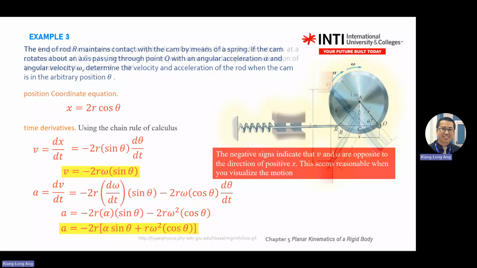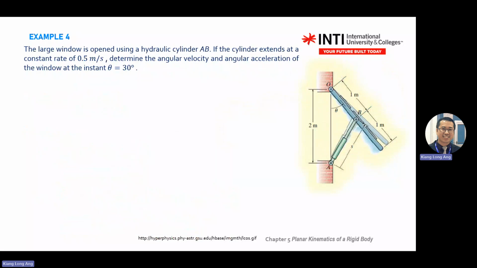Okay, another one. Now this one is a hydraulic window, like in the hostel, maybe you have this kind in your room, where you are able to push it with the piston. Or you can imagine this one as your car's back mirror. A large window is opened using hydraulic cylinder AB. This is A, this is B, the hydraulic piston here. If the cylinder extends at a constant rate, 0.5 meter per second.